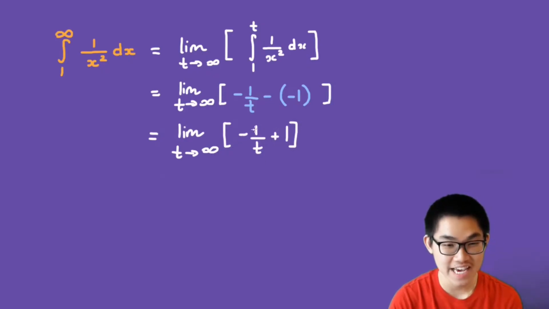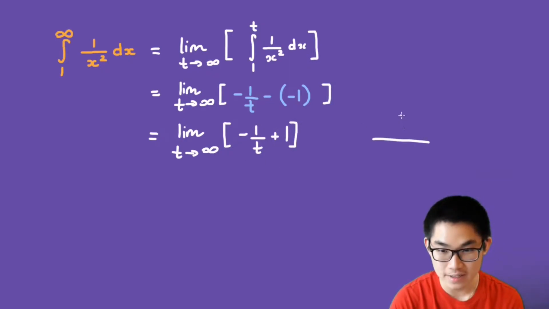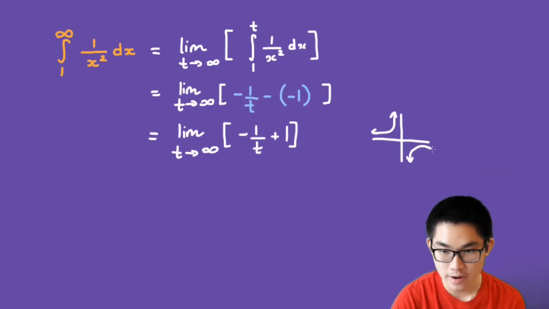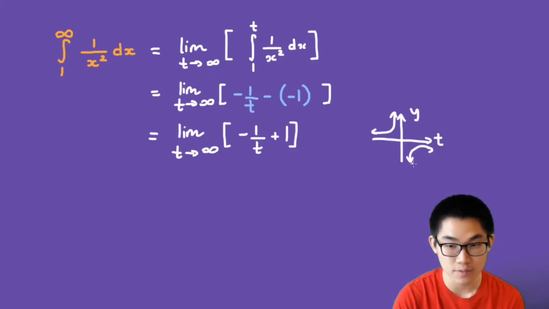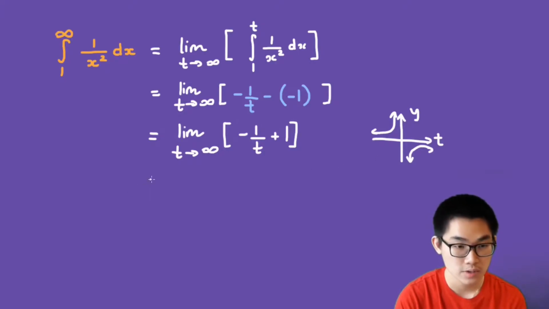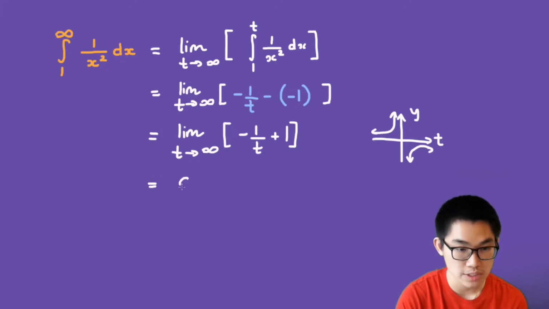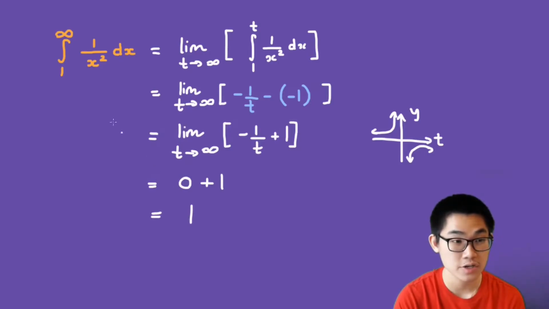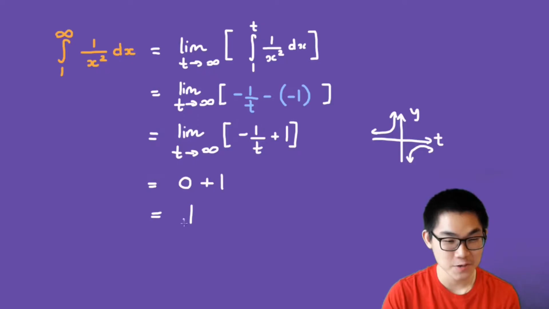The function negative 1 over t looks something like this. If we graph it, this right here is the t-axis and this is the y-axis. As t approaches infinity, you can see that this function approaches 0. So that's why this is equal to just 0 plus 1, which gives you 1. And that is the answer to this integral. Since it gives you a real number as the answer, we know that this integral is convergent.